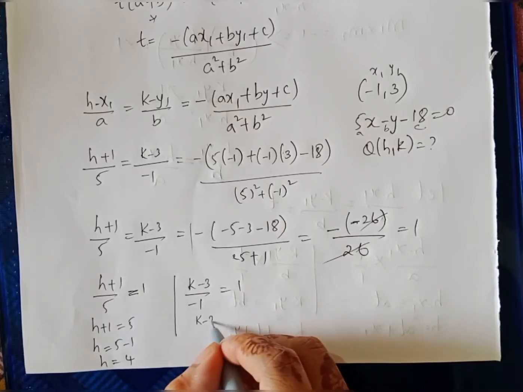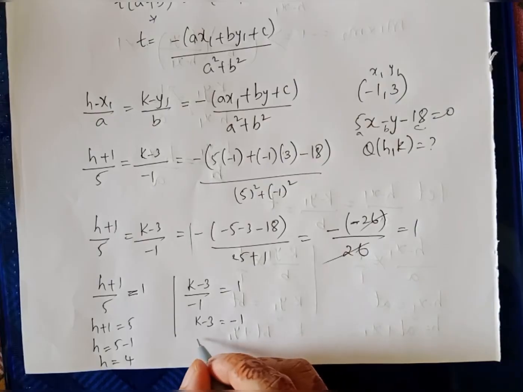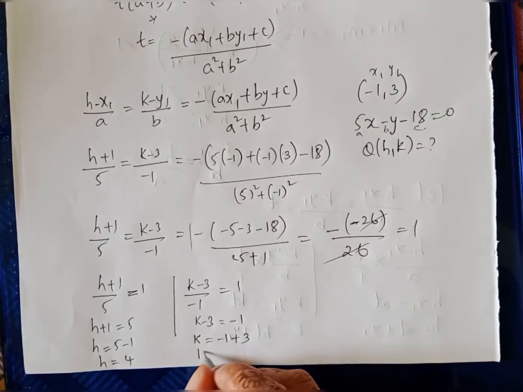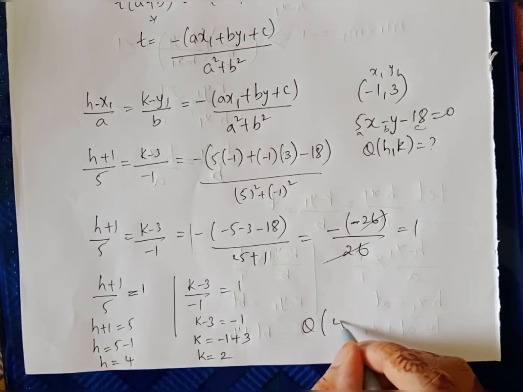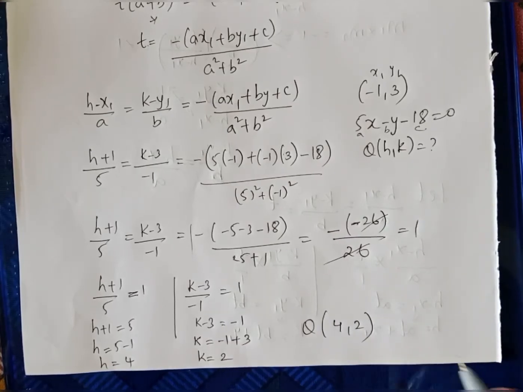And k minus 3 is equal to minus 1. So k is equal to minus 1 plus 3, k is equal to 2. So the foot will be 4 comma 2.